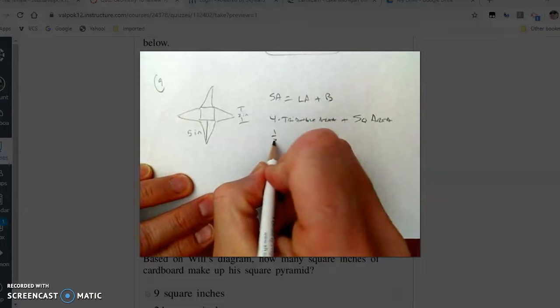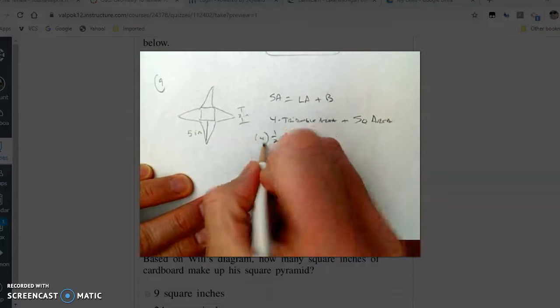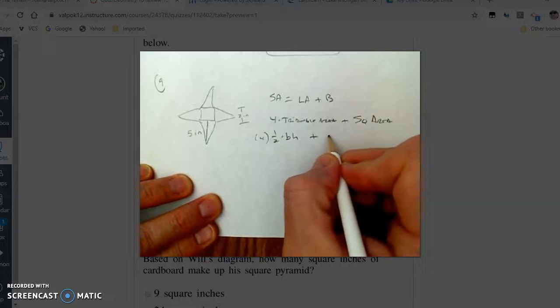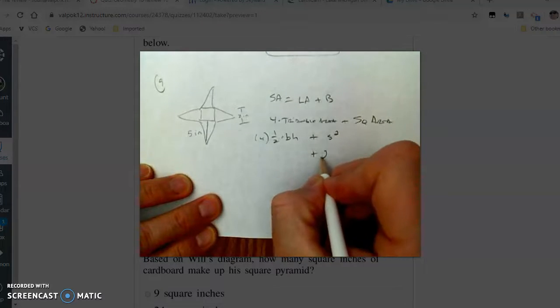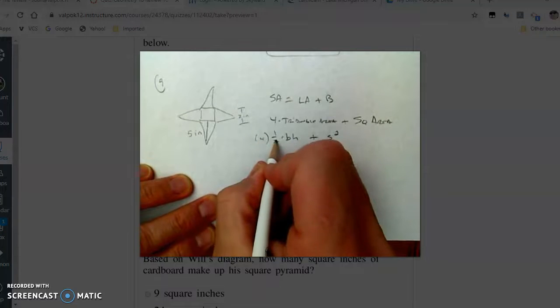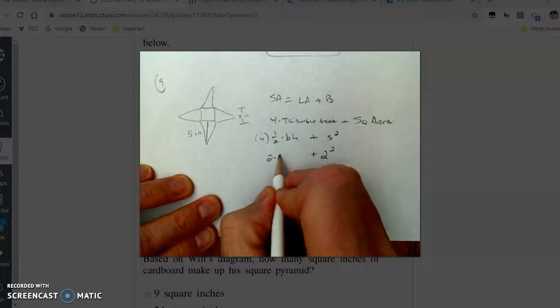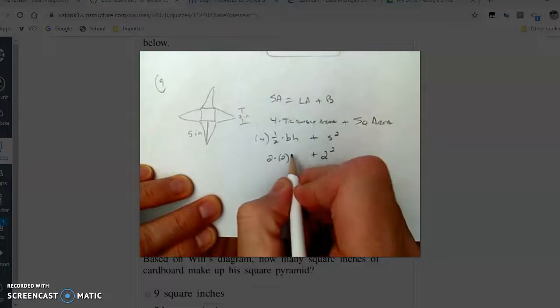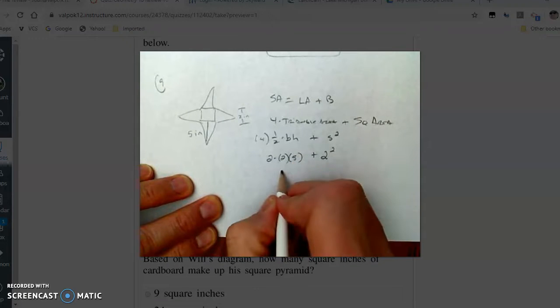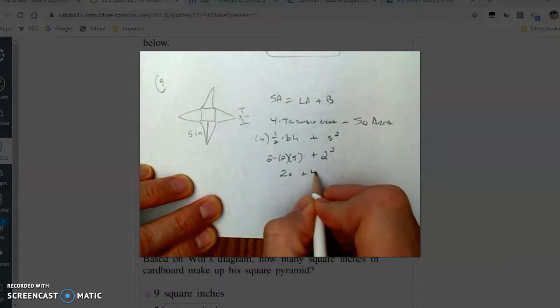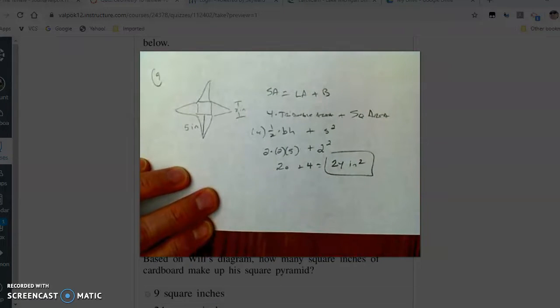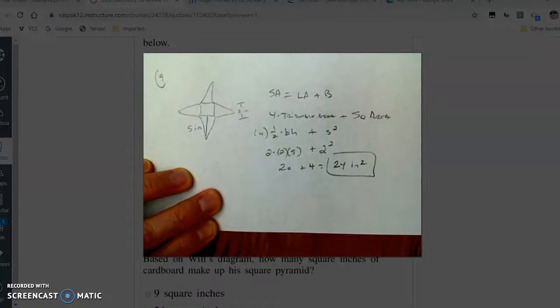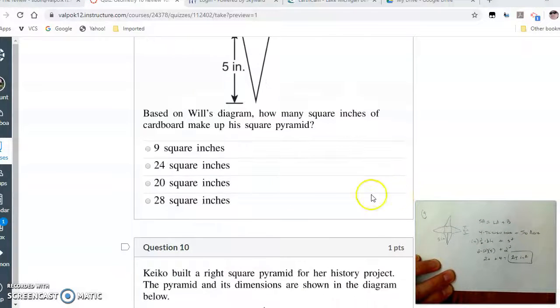So my triangle, 1/2 base times height, and I'm multiplying that whole thing by 4, plus the square area, which is side squared, right? Well, my side is 2 inches, so that's 2 squared. Over here, 4 times 1/2 is 2, times the base, which is the length of the square, 2, and then the height, which is 5. So 2 times 2 times 5, that's 20, plus 2 squared, so I have 24 square inches for my surface area. And so that was the second option.